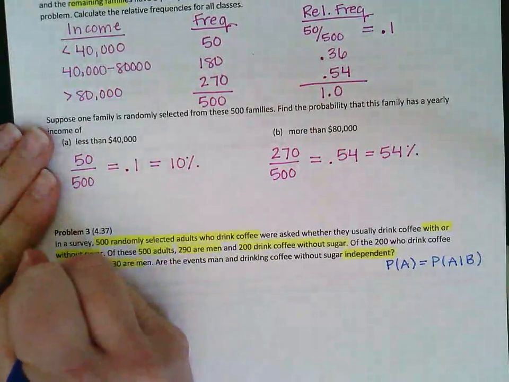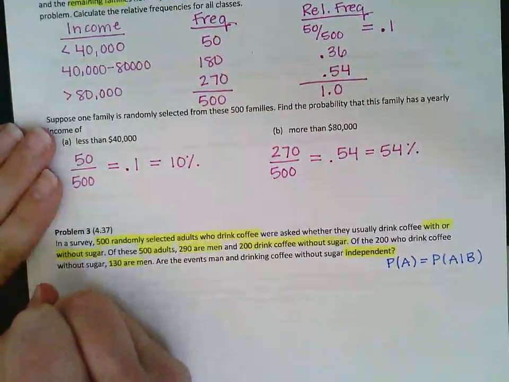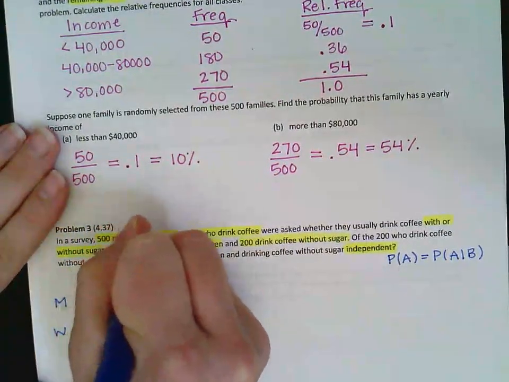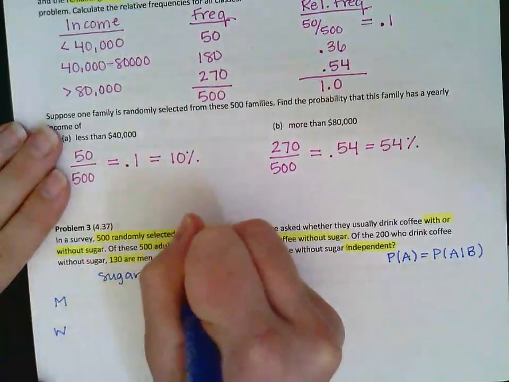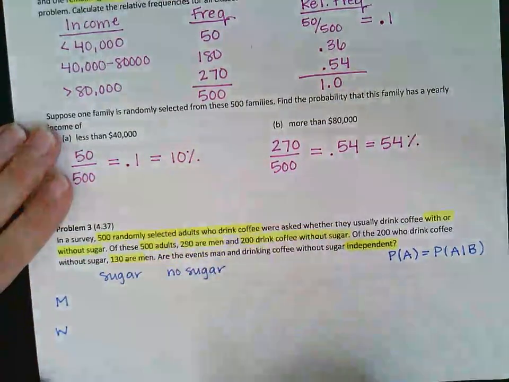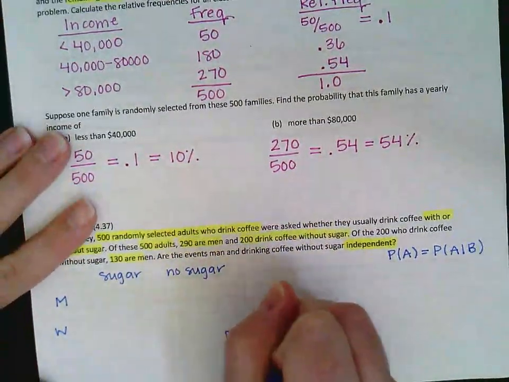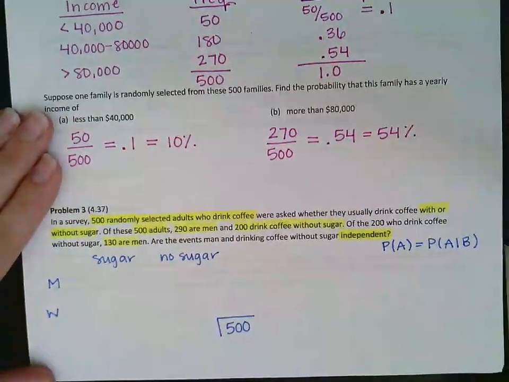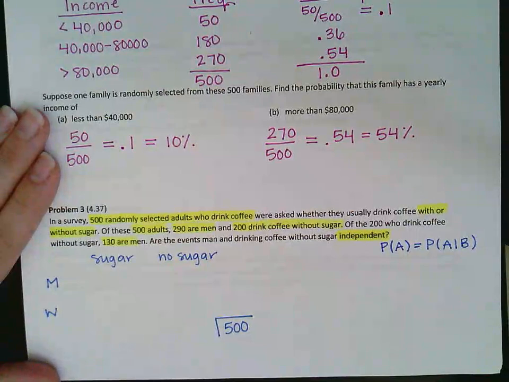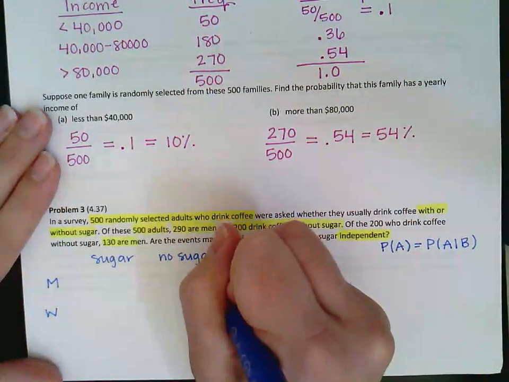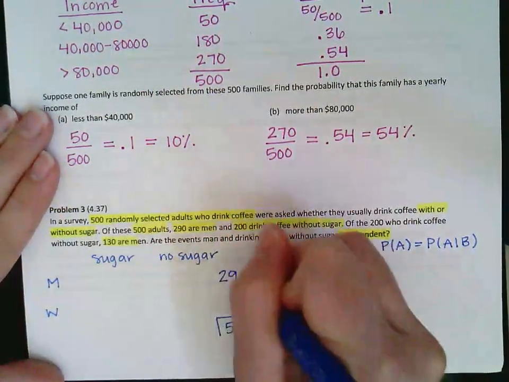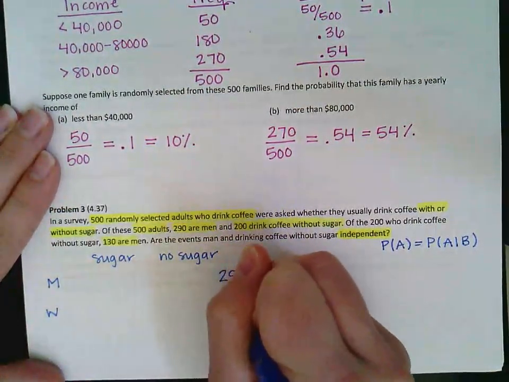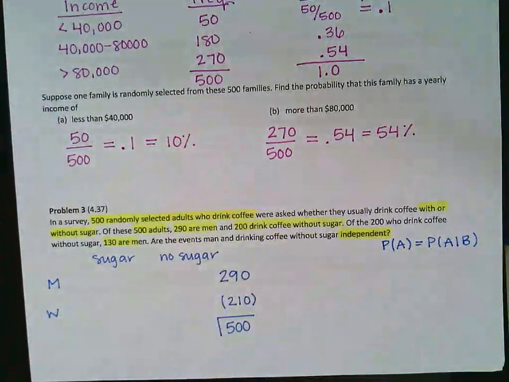So we are going to assume men and women for 2 genders here, and sugar and then no sugar. And I know that my total is 500. Okay, my total. And it says in the problem that 290 are men, so that would be the total here. And I could subtract those to get my women total. And I'm just going to put that in parentheses just because that's not something that's given to us.